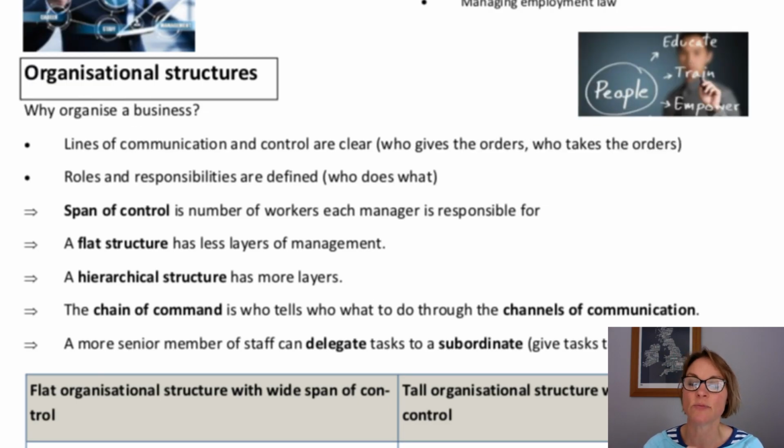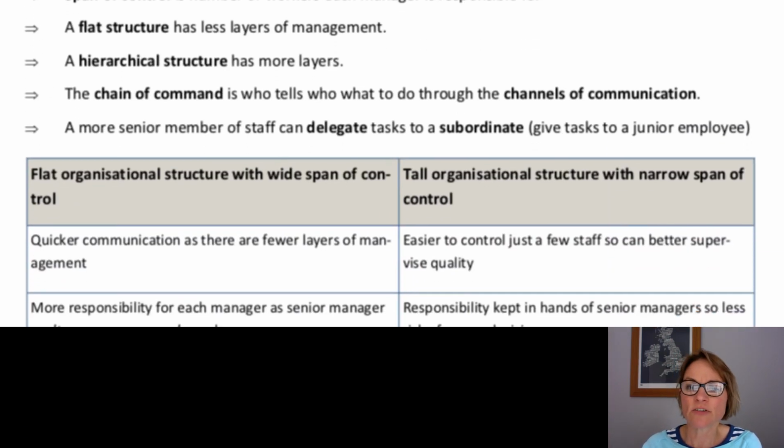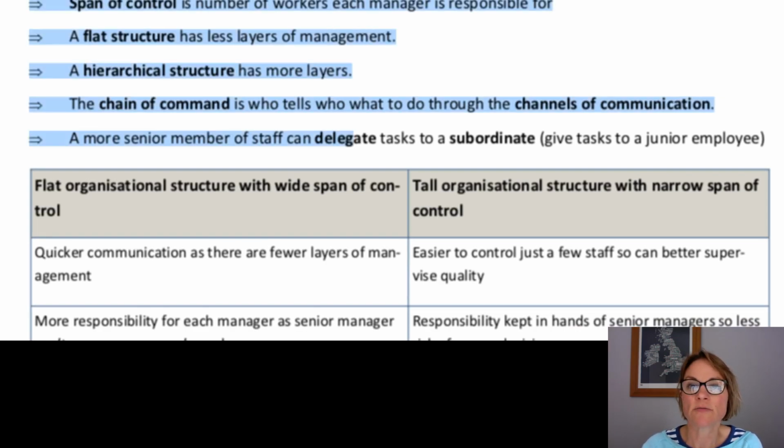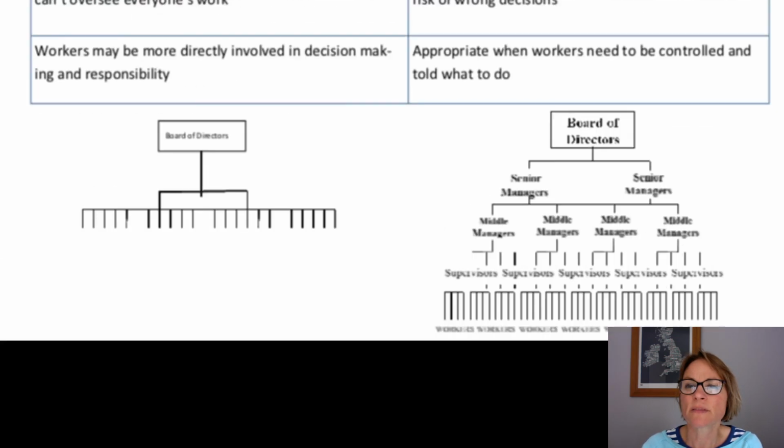The chain of command is who tells who what to do through the channels of communication. I'll talk about this a little bit more with the diagrams. And then a more senior member of staff can delegate tasks to a subordinate, which means they can give them something to do. Make sure you learn those key words. They're on the revision notes. So a flat structure, as you can see here, let's get the picture up for you. That'll make it easier to remember.